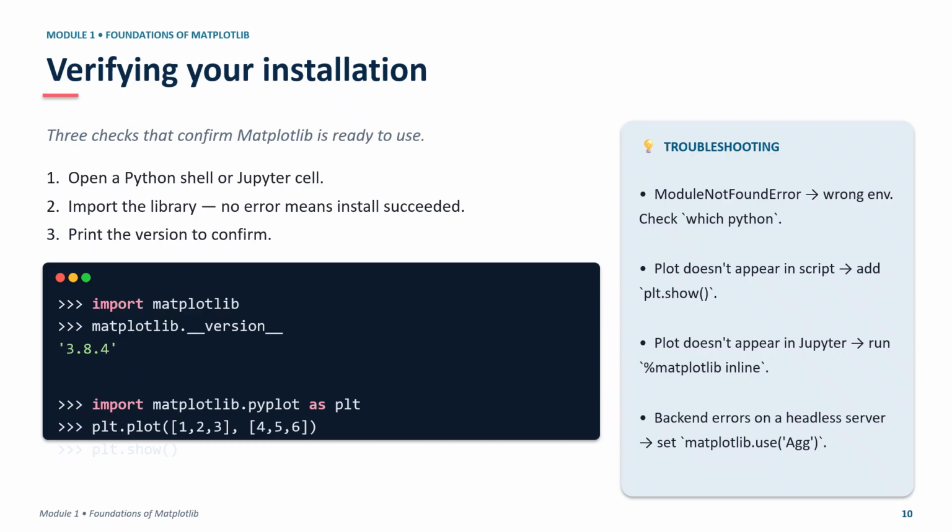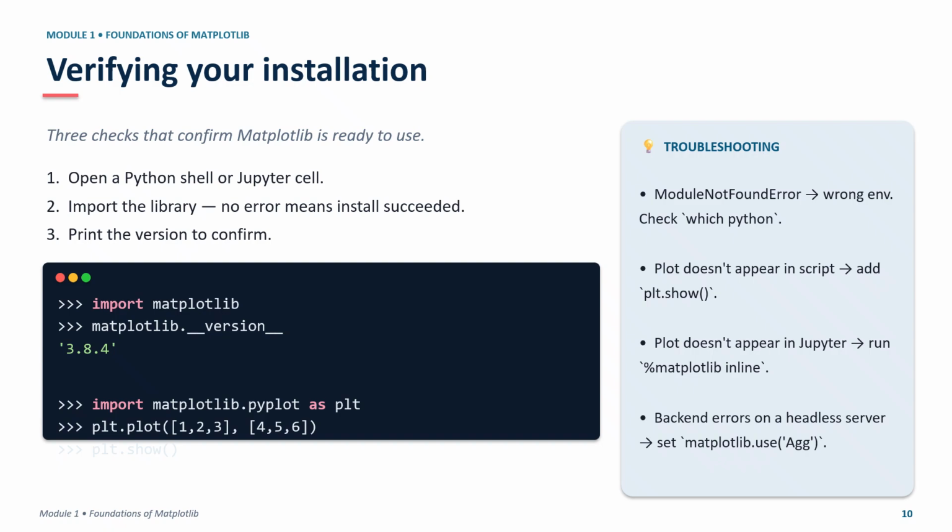Once there is no error, you can check the Matplotlib library version with matplotlib.__version__. It will give you the version that you have installed, confirming the exact version. Then you can make a test plot. Import matplotlib.pyplot as plt, and check whether your plot appears or not.